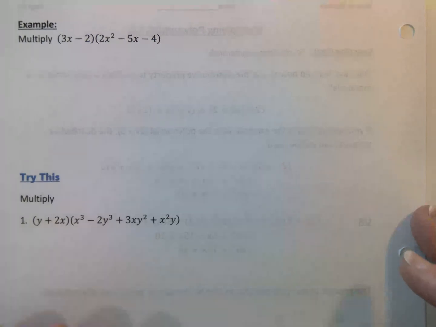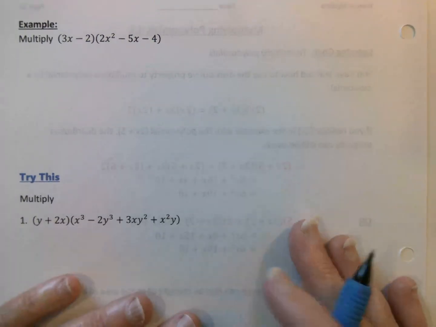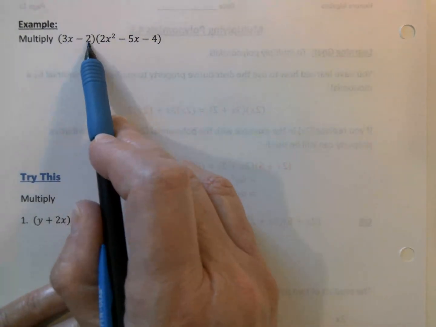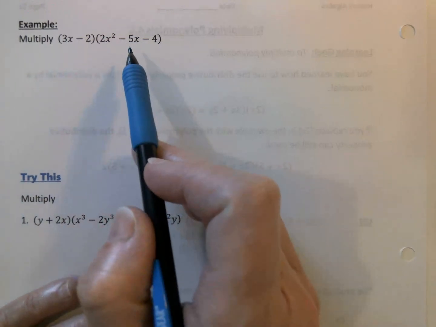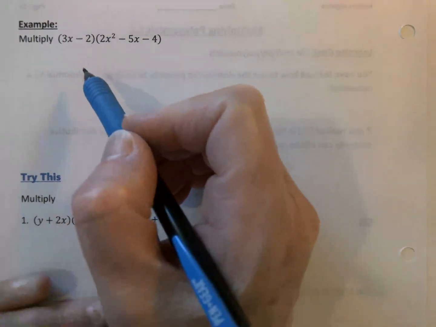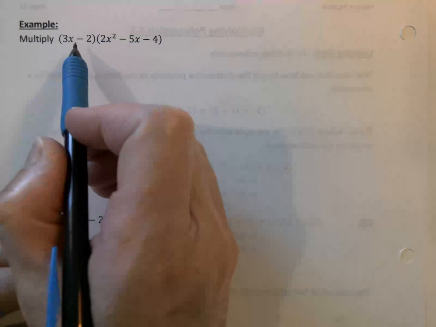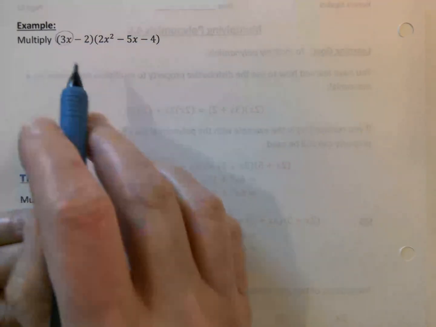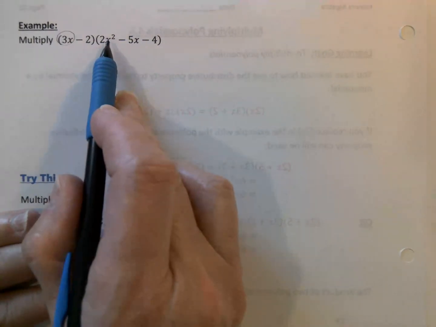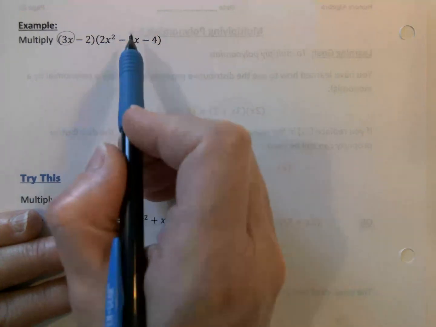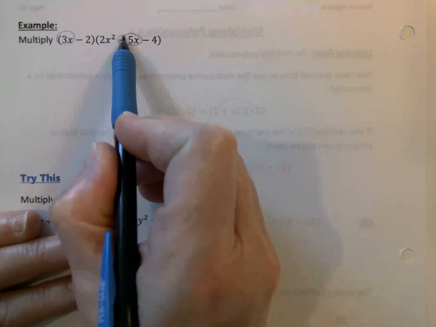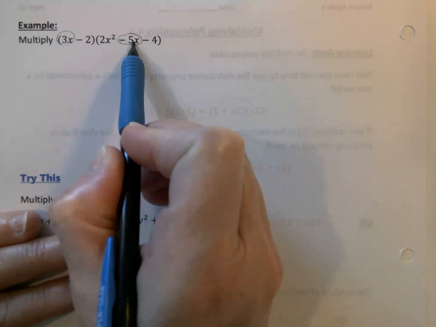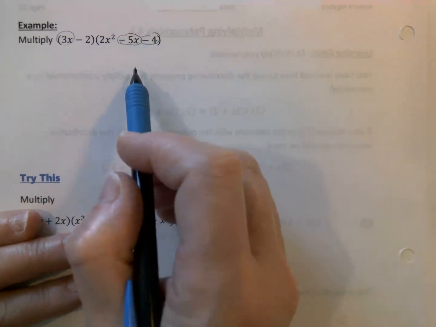Okay, so let's look at our next example. Now this example, we have a binomial times a trinomial, so FOIL is not going to work. So here's what I find to be the easiest way to do it. I'm going to take this first term, which is 3x, and I need to multiply it by these three terms in here. Don't forget that the negative goes with the 5x, and this negative goes with the 4.